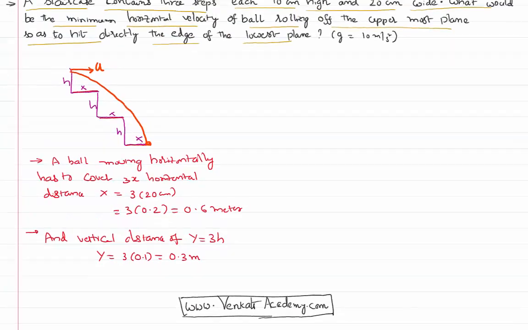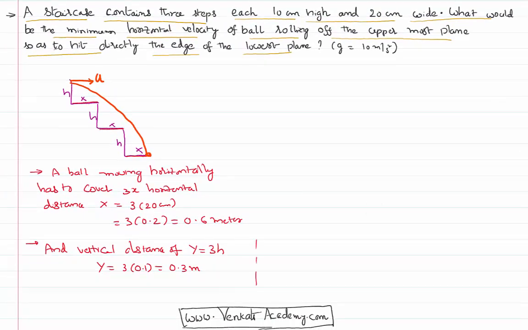If that is the case, we need to calculate the velocity with which this body has to be projected. We know the horizontal distance; I'm trying to use the formula ut plus half at square. Only ut is there, as acceleration along the x-axis is 0, because the only acceleration acting is gravity, but that acts only along the y-axis, not along the x-axis. The value of x is given to us. Total x it has to cover is 0.6 equals u into t. We have to calculate that t. If I have to calculate u, I need to know the value of t also.